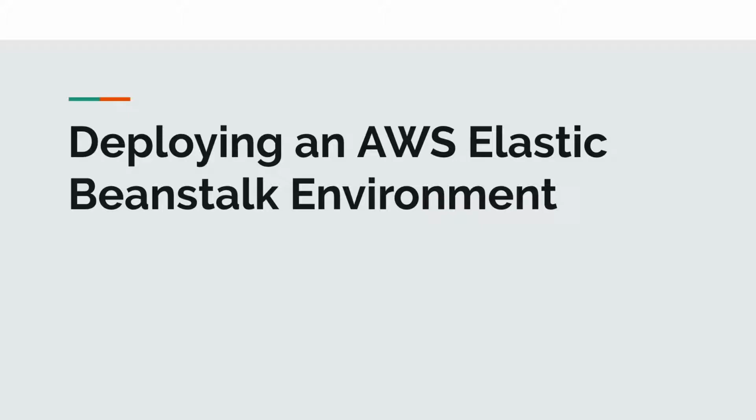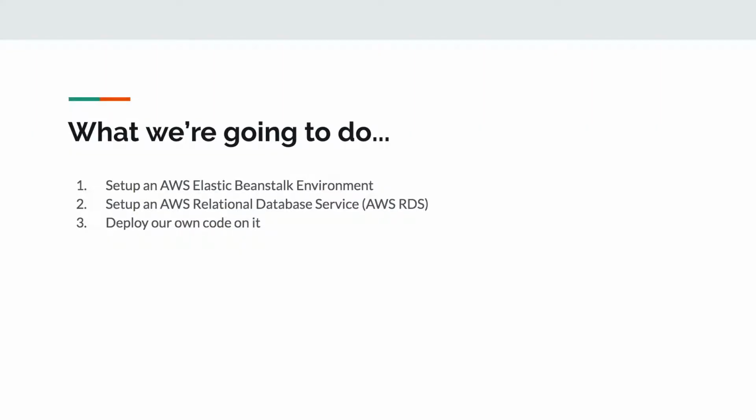Hi, we're going to look at how to deploy an AWS Elastic Beanstalk environment. First, we're going to set up the Elastic Beanstalk environment, and we're also going to set up an AWS RDS instance. We're going to deploy our code onto the Elastic Beanstalk environment, and then we're going to set up some security group settings so that the Beanstalk environment will be able to communicate with the RDS instance.